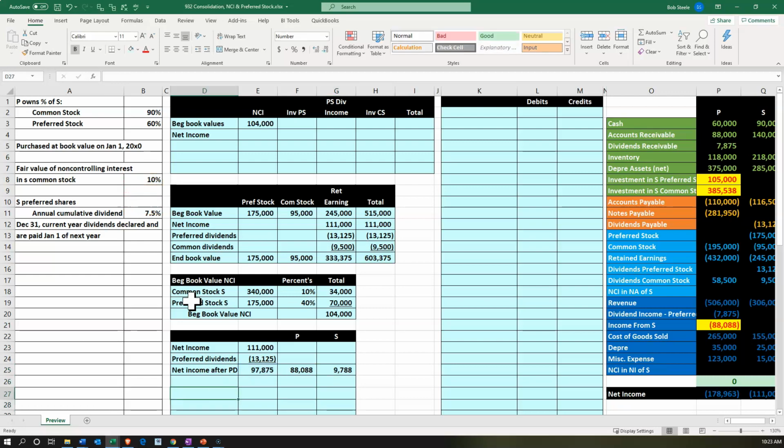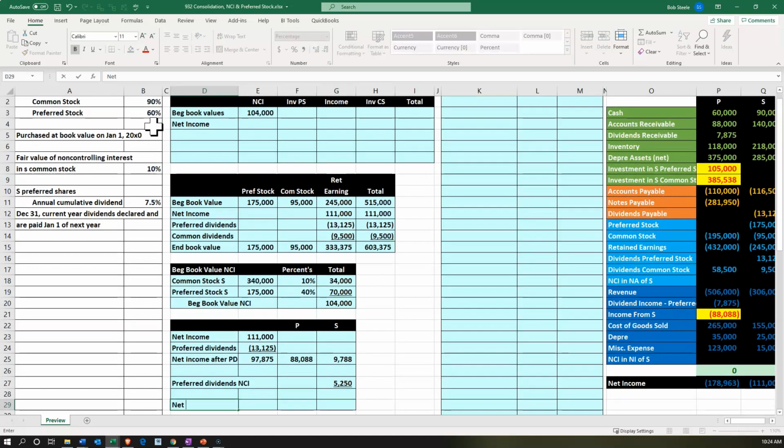Now, I also want to consider the preferred dividends for the non-controlling interest. And we're actually going to say that the preferred dividends for the non-controlling interest being the non-controlling interest portion of that 13,125. So we're going to take that 13,125 times the non-controlling, or 40%. So I'm going to say, let's take negative of that number times, let's call it 1 minus that 60%, which is, of course, 40%. And so there's the 5,250, and that's going to give us the net income for the non-controlling interest, which is going to be the sum of these items.